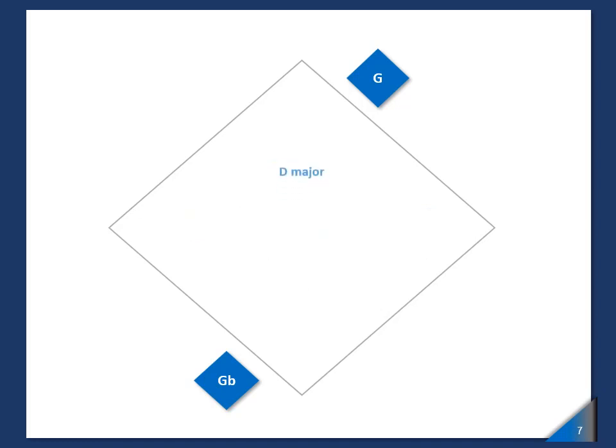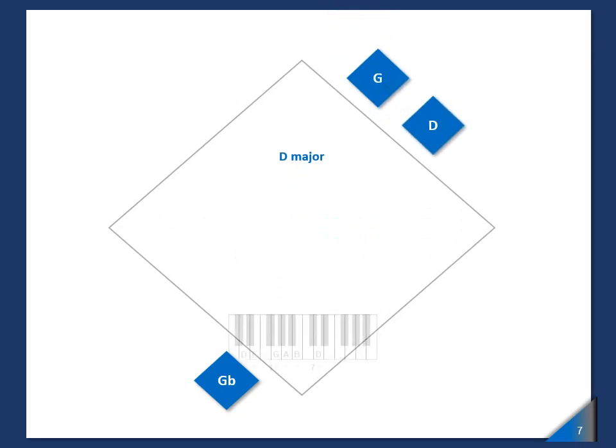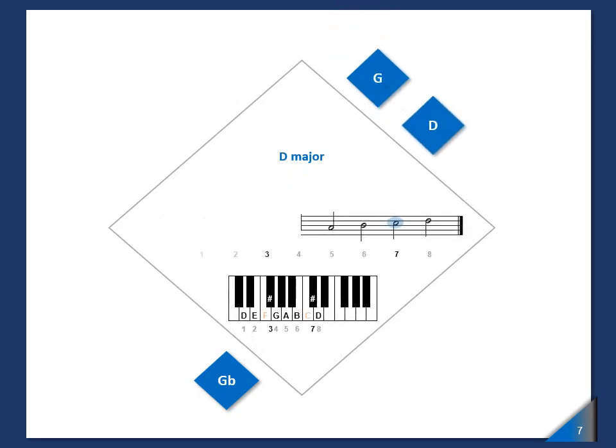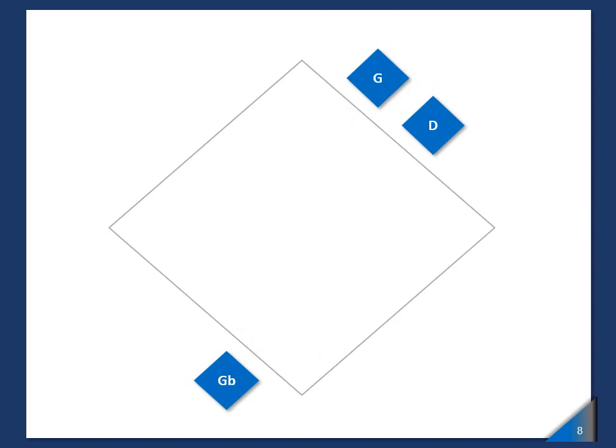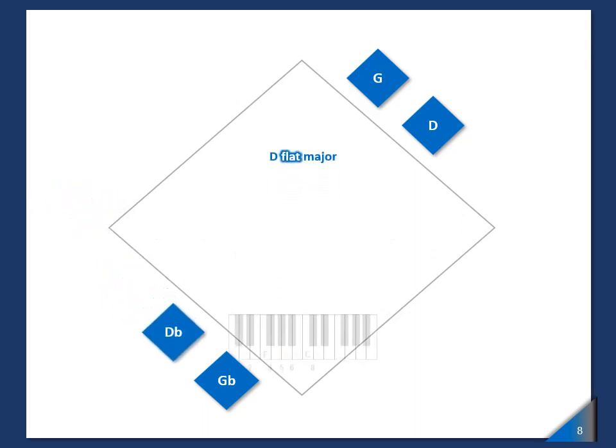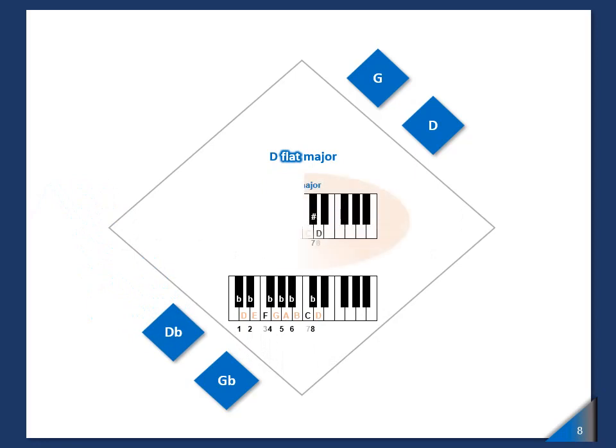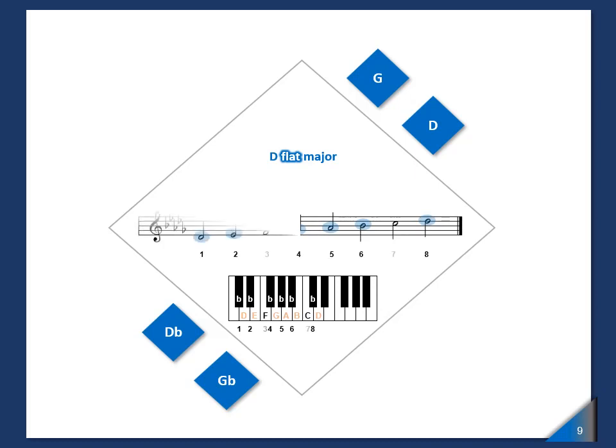Next comes D major, its keyboard diagram and its notation. D flat major appears on the opposite side. This is its keyboard diagram, and you may compare it with D major. Here is notation of D flat major.